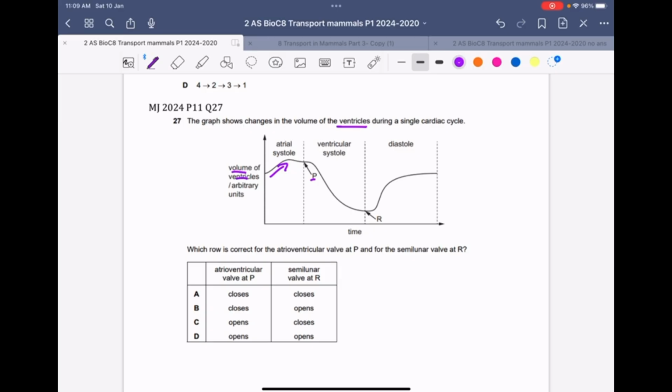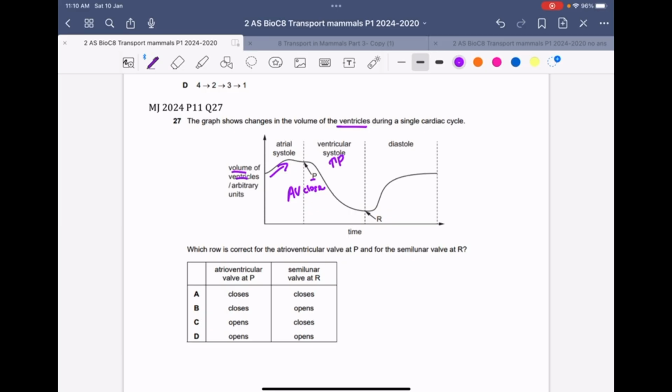Then later, the ventricular systole will start. So the P refers to this point, where the AV valve will close. When the ventricles start to contract, the pressure increases. So it might lead to backflow of the blood to the atrium. That's why the AV valve needs to be closed.